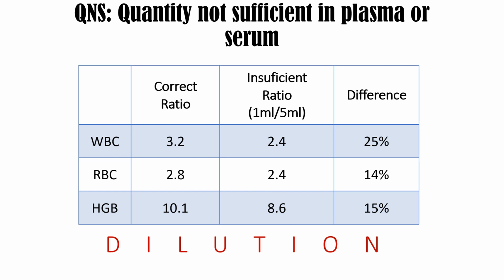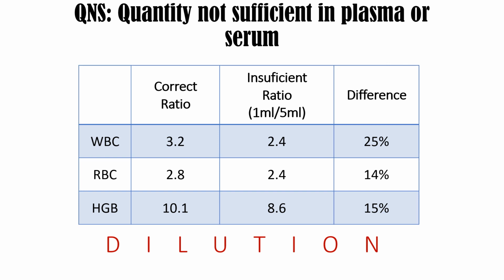So that you have an idea, when we have quantity not sufficient, meaning that we have less blood than the additive or anticoagulant, look at the difference in the ratio. 25% of white blood cells, in red blood cells 14%, in hemoglobin 15%. That's not good. And that is the reason why the blood tubes have to be in the proper quantity. Otherwise, we're going to have a dilutional effect, meaning that we have either more blood than additive and anticoagulant or less blood than additive and anticoagulant.